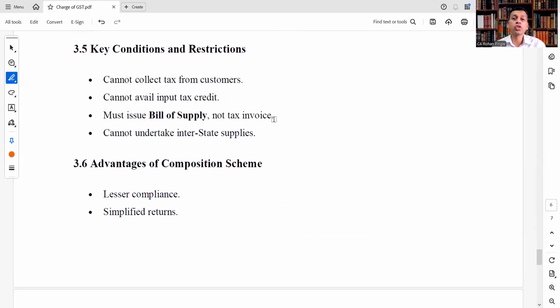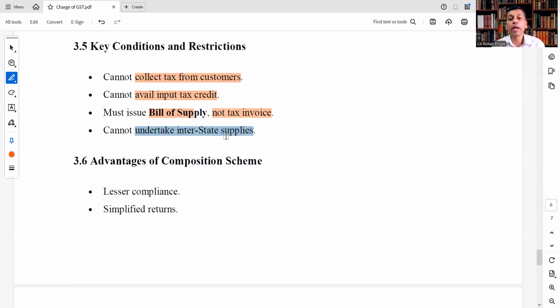Let's see the key conditions and restrictions under the composition levy. Cannot collect tax from customers, cannot avail input tax credit, must issue a bill of supply. Very important: cannot issue a tax invoice. I have said earlier to you that the composition dealer cannot issue a tax invoice. It must issue a bill of supply. Cannot undertake interstate supplies, that is supply between two states, for example between Maharashtra and Gujarat.